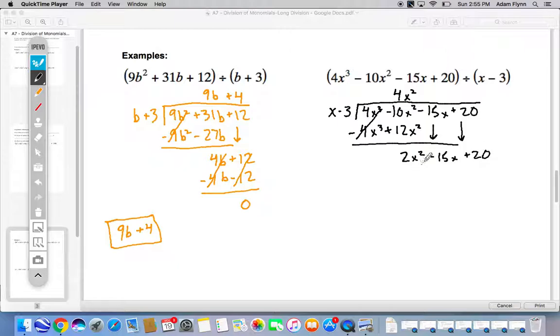So I'll continue to go through the process. 2x squared divided by x is a positive 2x. X times 2x is 2x squared. And negative 3 times 2x is negative 6x. So I'll switch my signs, so that becomes a negative, this becomes positive. So 2x squared minus 2x squared, they cancel. Negative 15x plus 6x is negative 9x. And then I'll bring down my positive 20.